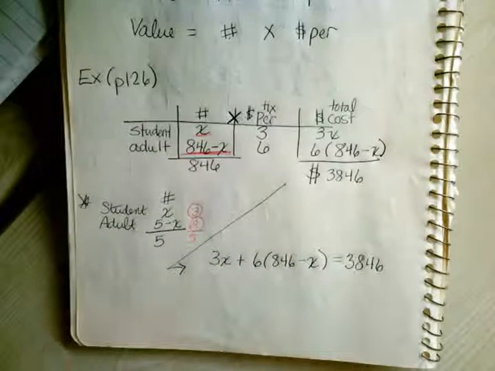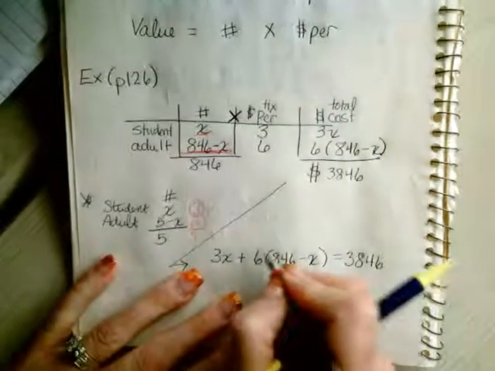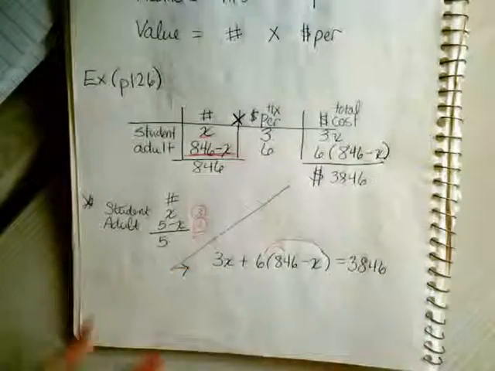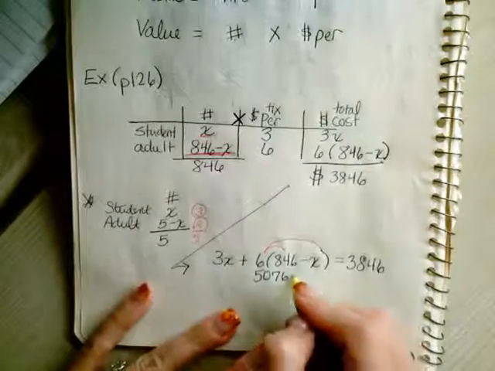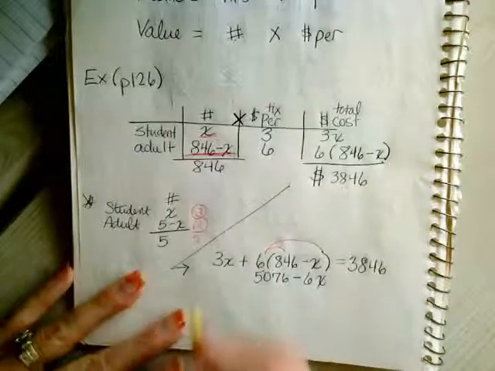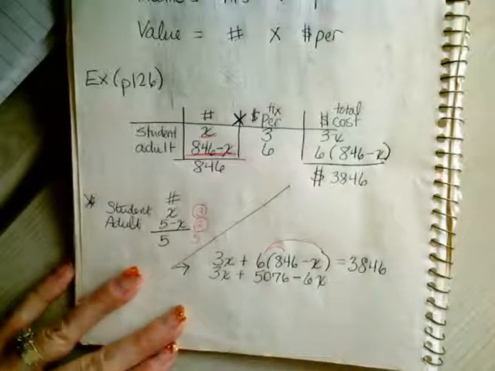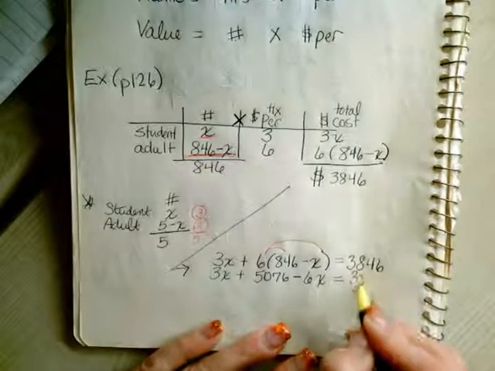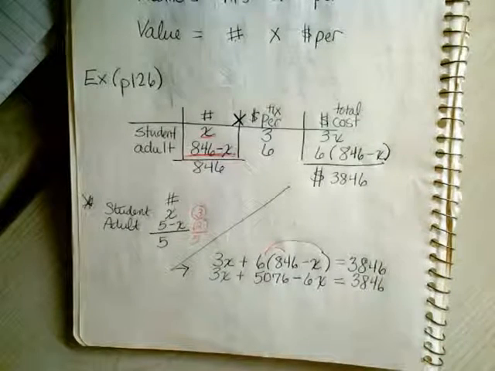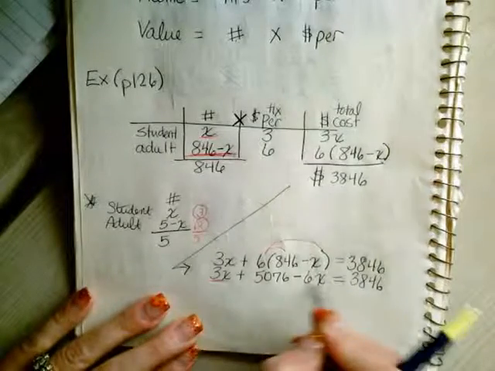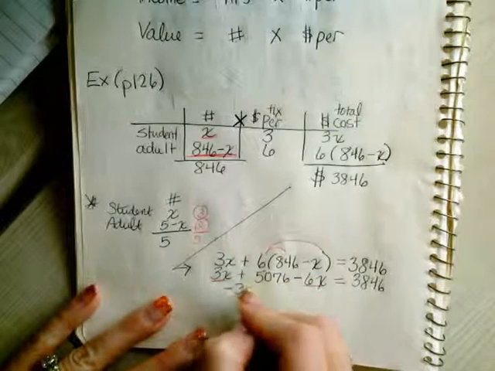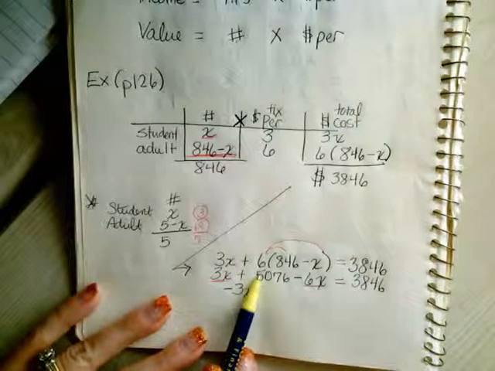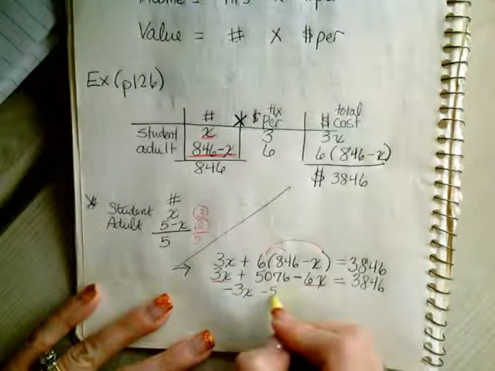Who's got a calculator? 6 times 846. He says it's 5076. Very good. 6 times negative x is negative 6x. Bring down your 3x. All of that is equal to 3846. We're going to move some stuff around. We're going to combine our x's for a total of negative 3x. And we're going to get this out of here by subtracting it.